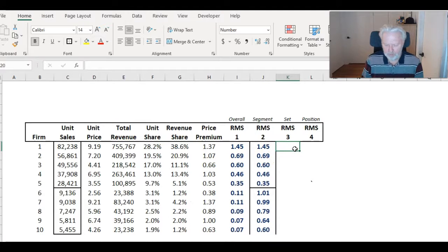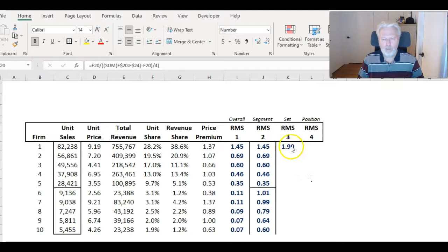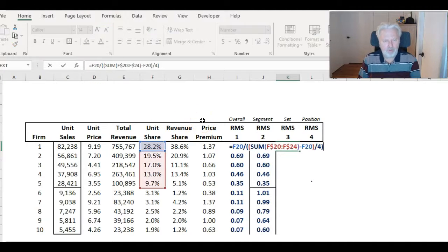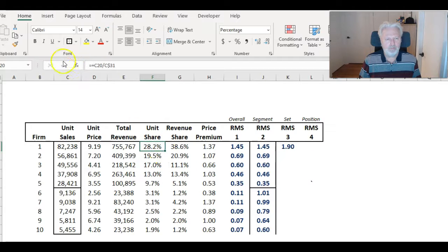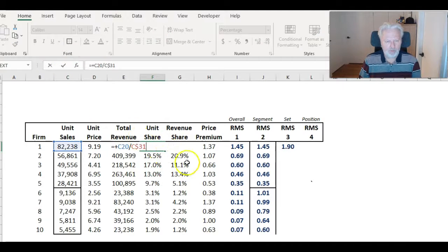Here what I'm going to do is just put a formula in. So I'll just pause the video for a second. Okay, I'm back. I've put a formula up here, which looks a little bit complicated, but I'll explain what I'm doing. F20, I'm working out the relative market share for firm 1, so I'm using 28% there, the F20. And then I'm dividing it by the sum in the red box, sorry. I'll bring that back up again.